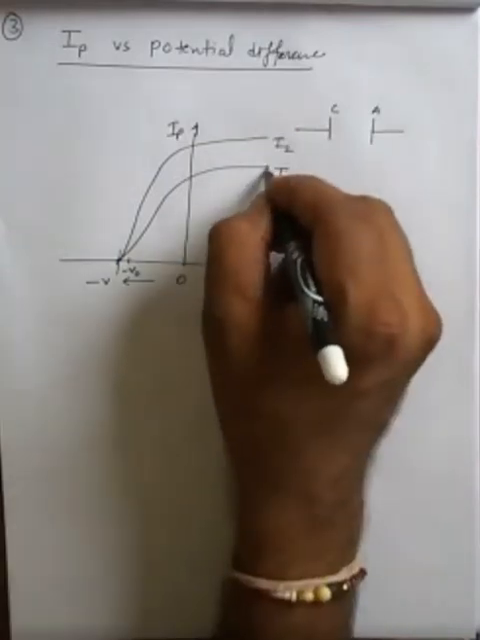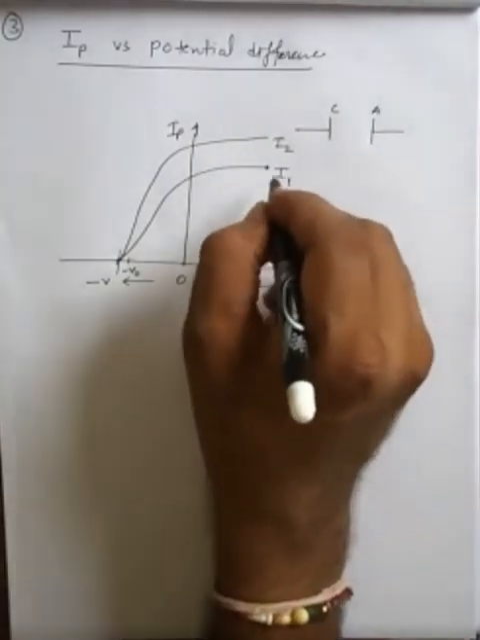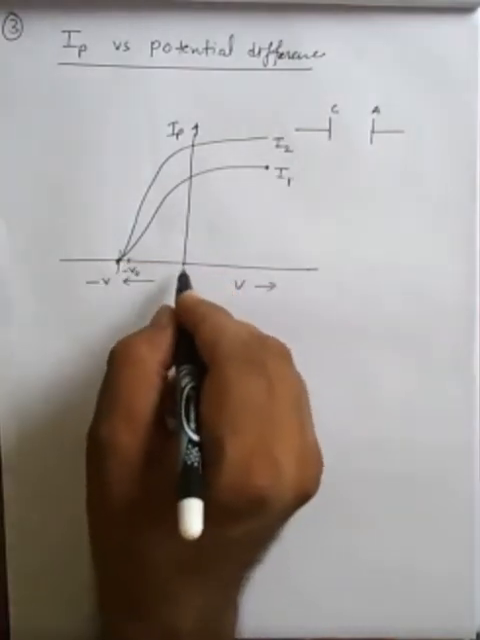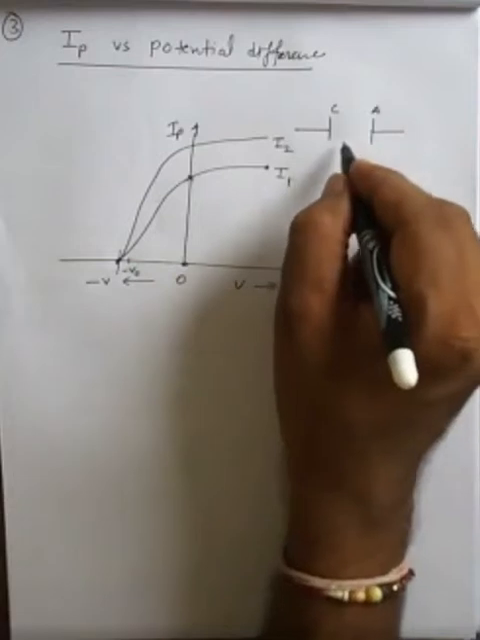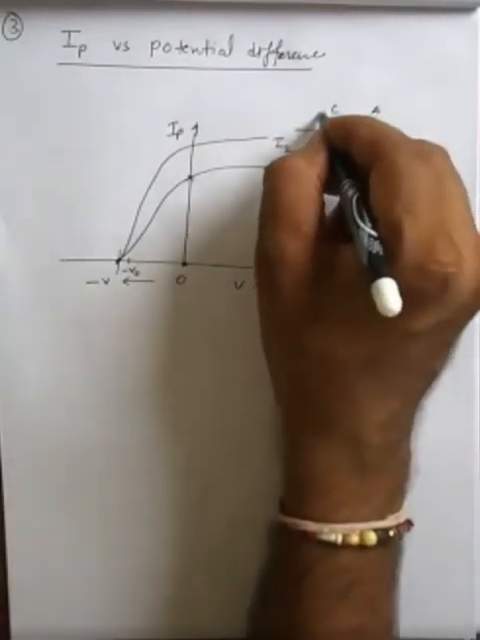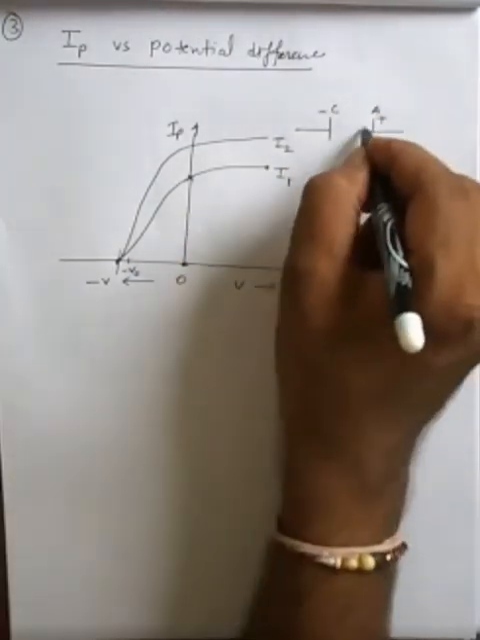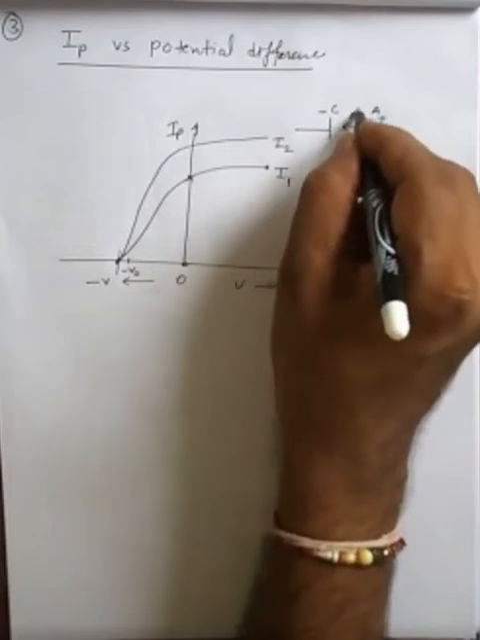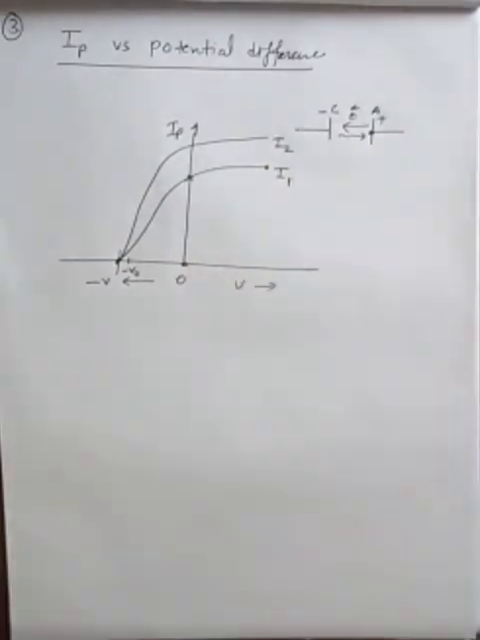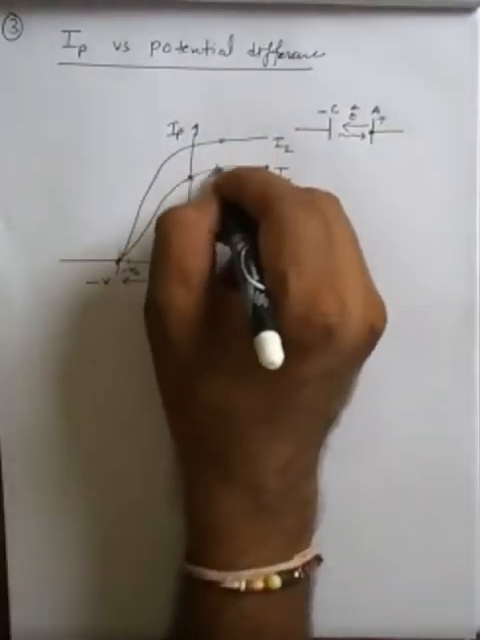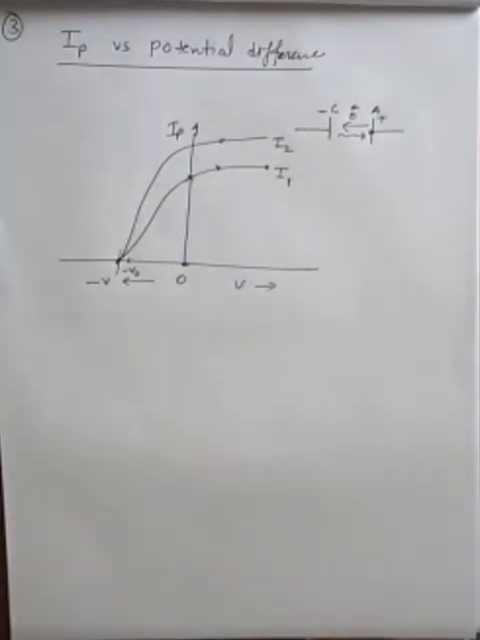For this radiation of intensity I1, they observed that there is a finite current at potential difference between the plates equal to 0, and initially the potential was positive and negative. At that time the electric field was in this way, so electrons easily reach plate A, and the current is observed in the circuit.